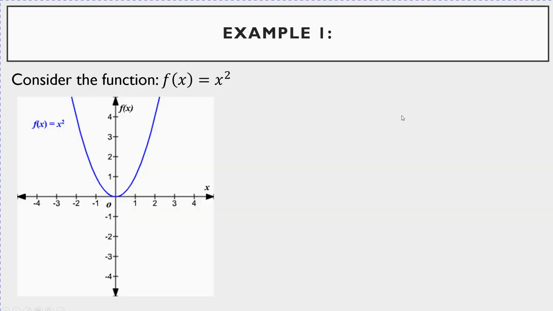All right, so let's take this function. This will be the first very simple example we'll use to drive home this thought process. Consider the function f(x) equals x squared. My first question is this: on what intervals is the function increasing or decreasing?